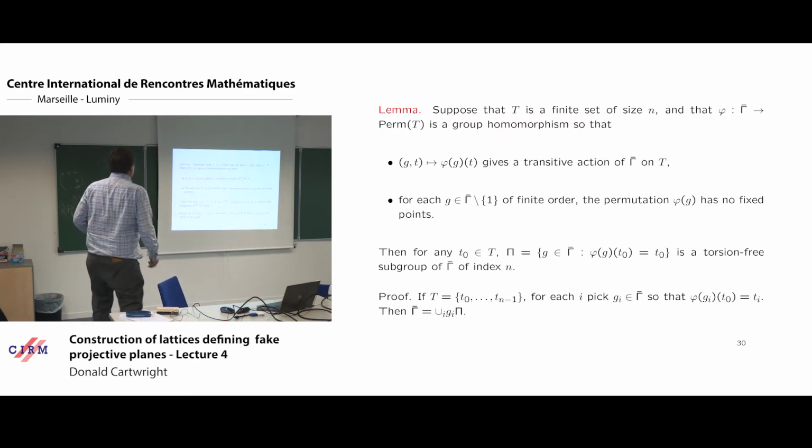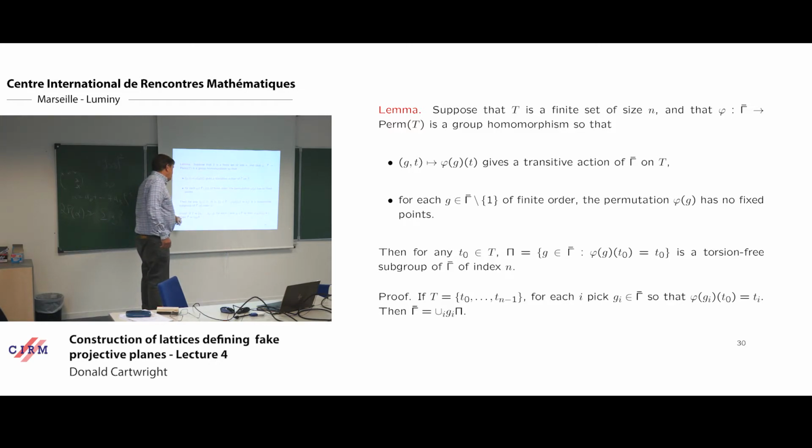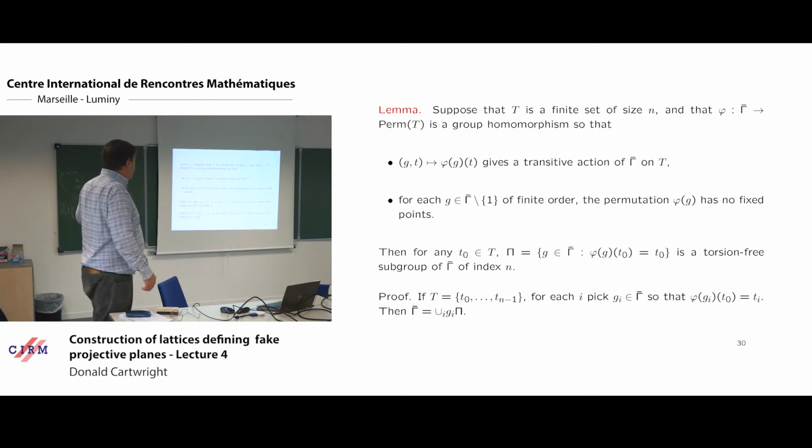And here's a lemma which takes a whole board to write down, and the proof is just 1 line long. If you can cook up an action of gamma bar on a set in such a way that the elements of finite order have no fixed points, then just picking one of the points of the set, you get a subgroup of the correct index, a torsion-free subgroup of the correct index. This is an elementary thing too. As I said, it takes more words to write the statement than to prove it.